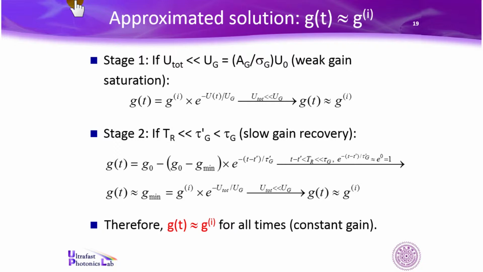But be careful, G super I is not equal to G0. It's not equal to small signal gain. Because after all, your mode-locked laser is lasing, right? If it's lasing, it has non-zero average power. Then in that case, your gain, even though it's a constant gain, is smaller than the small signal gain, as we have known in lesson 1. It means gain saturation. We discussed it in CW laser theory in lesson 1.